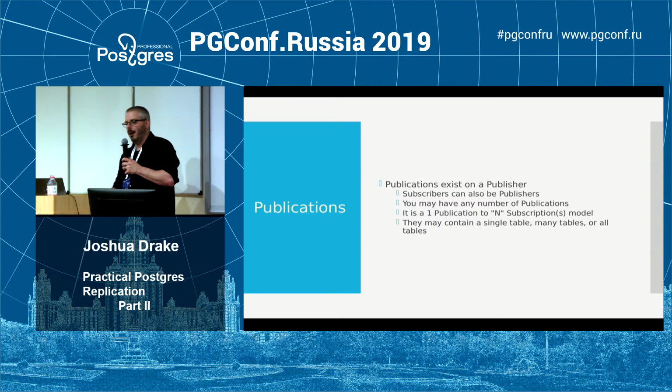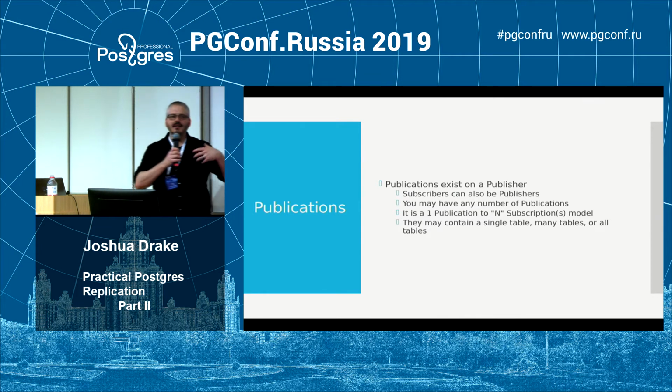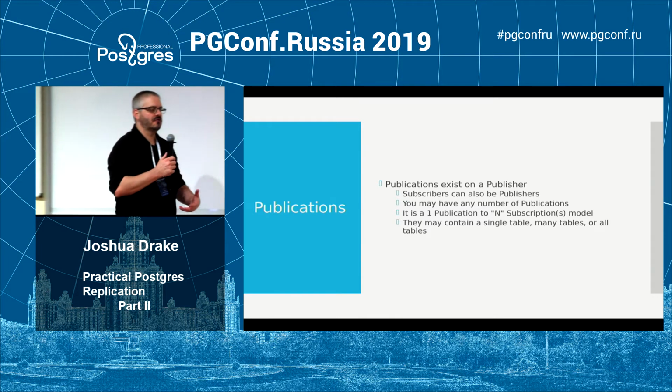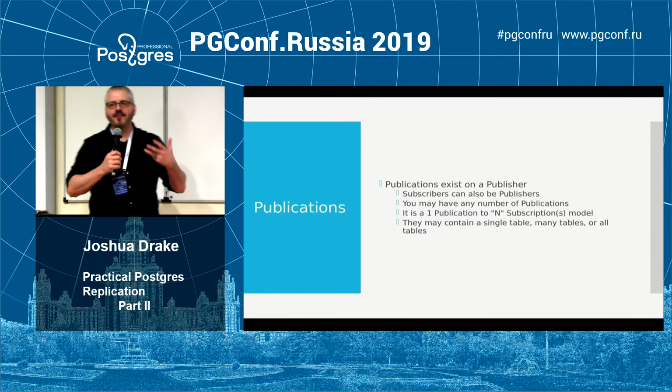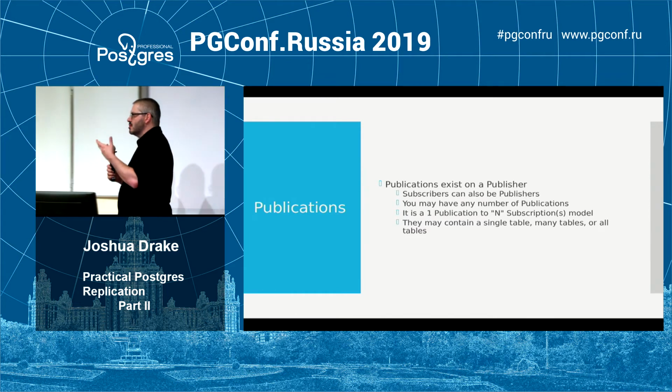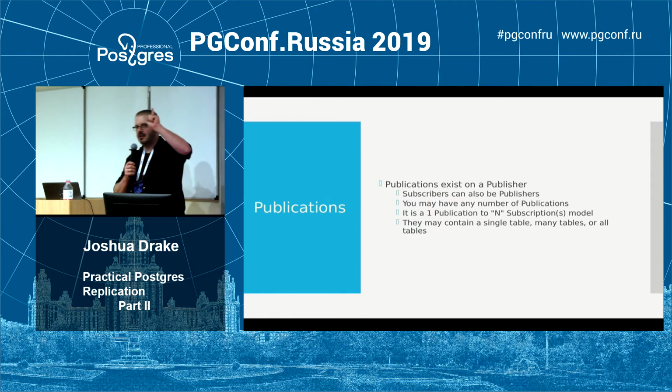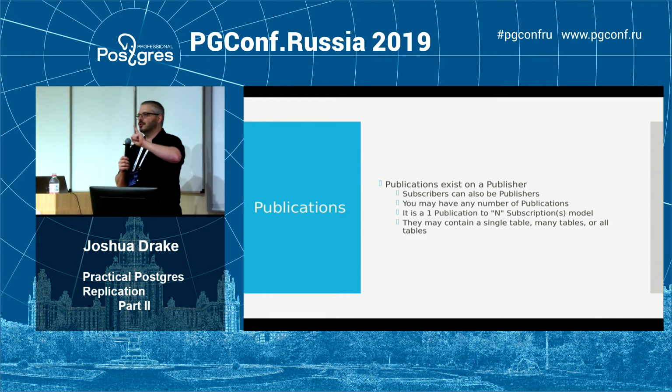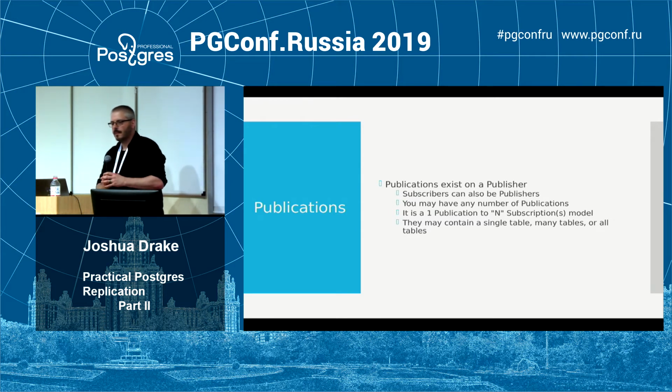Publications exist on a publisher. Subscribers can also be publishers. You may have any number of publications. It is a one publication to N subscriptions model. So when I say I have a publication of table foo, I can have 50 different servers, each one with their own subscription to that single publication of foo. I don't have to create 50 different publications for 50 different subscriptions. They may contain a single table, many tables, or all tables.